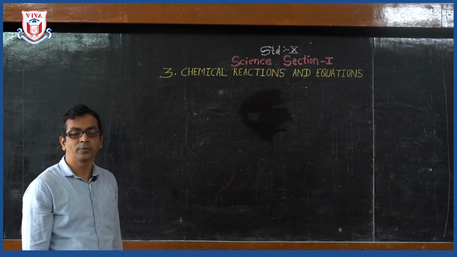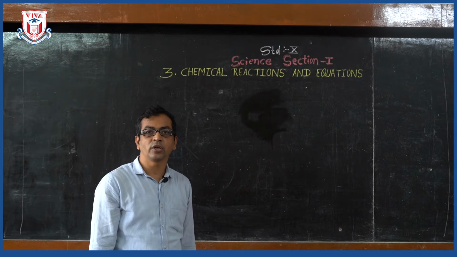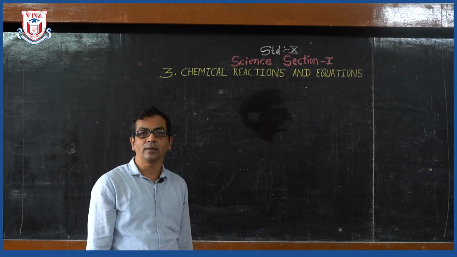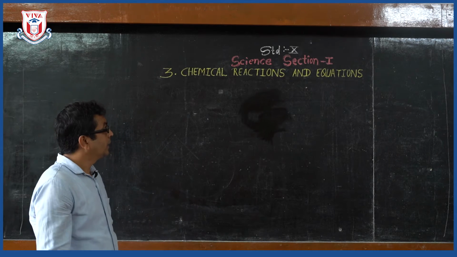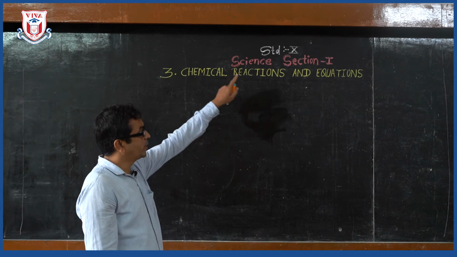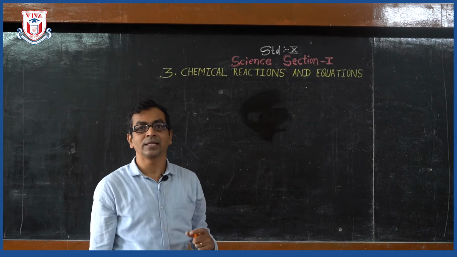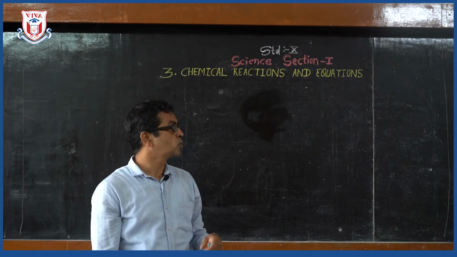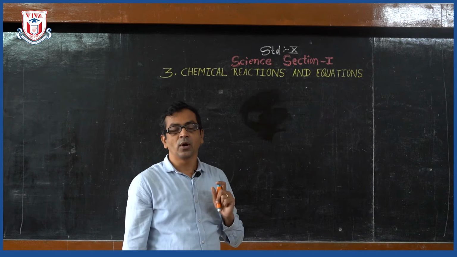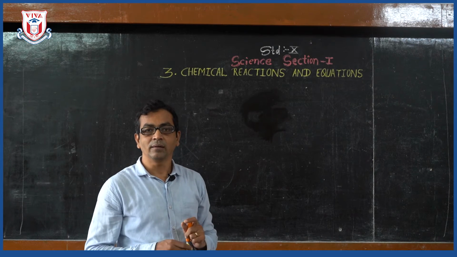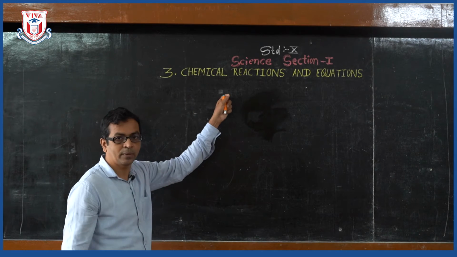Last chapter, in the periodic table, we have seen classification of elements according to their atomic number. Now in this chapter, chemical reactions and equations, we are going to use these elements and their symbols to make chemical equations. So for that we will first revise what we did in 9th standard, and then I will start our chapter.